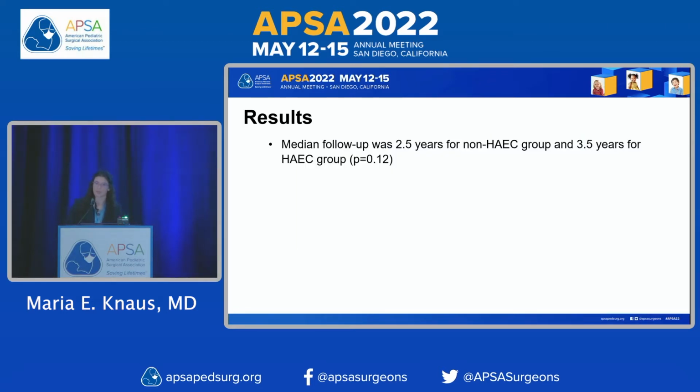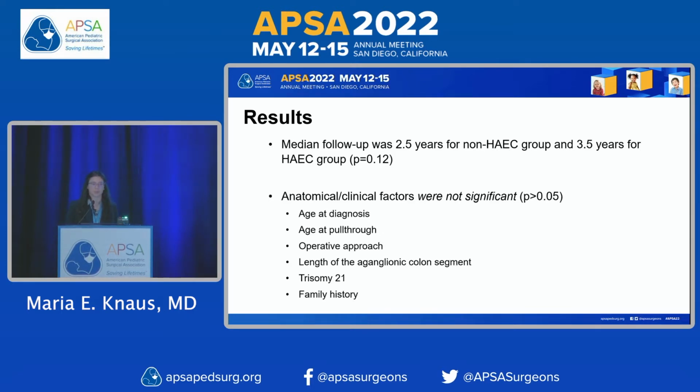The median time of follow-up after pull-through was 2.5 years for the non-enterocolitis group and 3.5 years for the enterocolitis group. There were no differences between these two groups when we examined anatomical and clinical factors. These factors included age at diagnosis, age at pull-through, operative approach, the length of the aganglionic colon segment, trisomy 21, and a family history of Hirschsprung's.